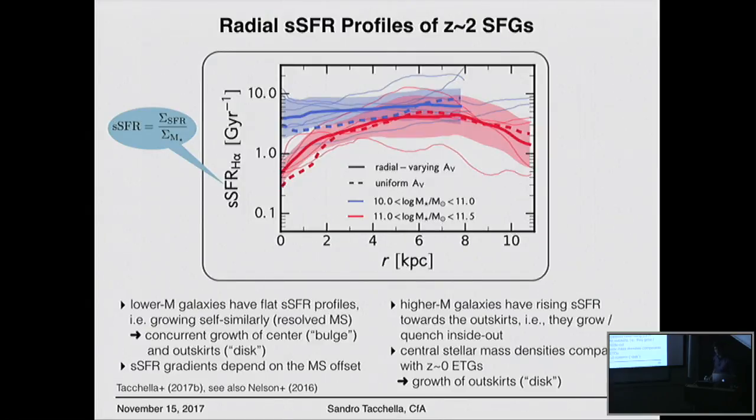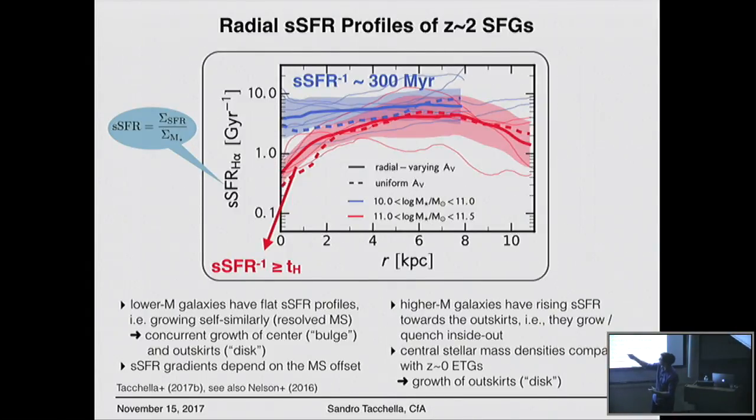And so if you want to understand how galaxies are growing, we can look at the specific star formation rate profiles. So this is really the star formation rate surface density divided by the stellar mass surface density. And so you can see that for lower mass, meaning between 10^10 and 10^11 solar masses, we have roughly flat specific star formation rate profiles. And so this means that you're doubling your mass in the central core and the outskirts, hand in hand. And so we can compute a timescale that is roughly 300 million years. So these galaxies are doubling their mass every 300 million years, both on average in the center and in the outskirts.